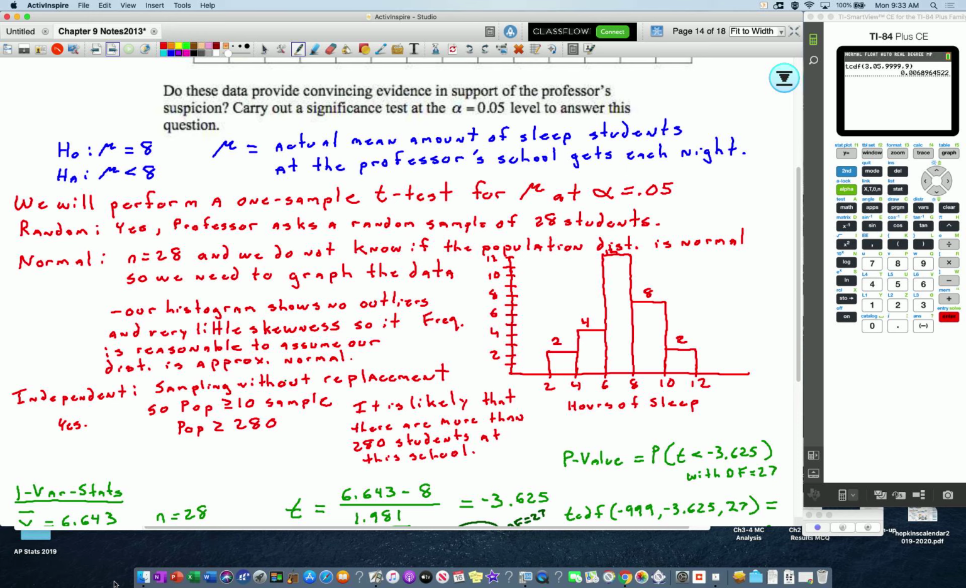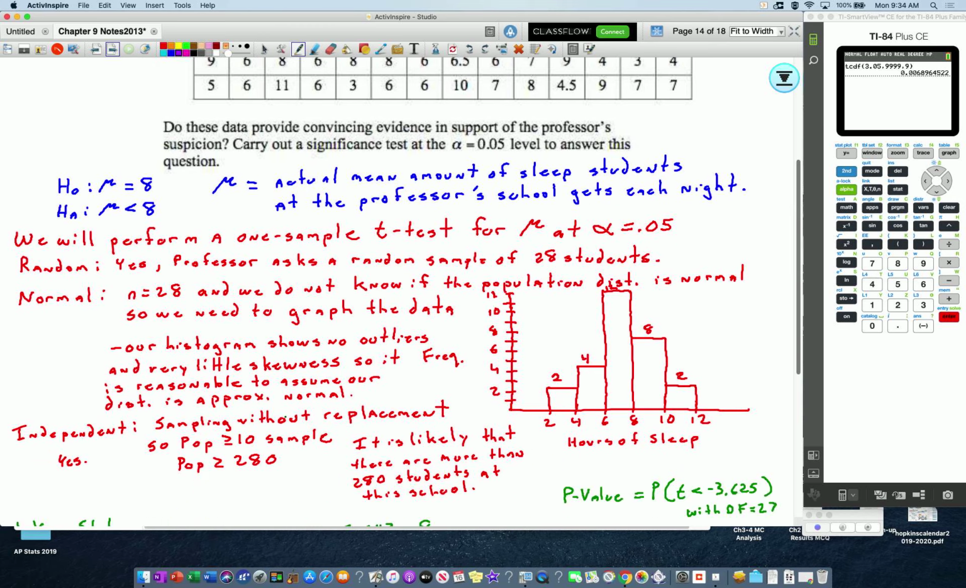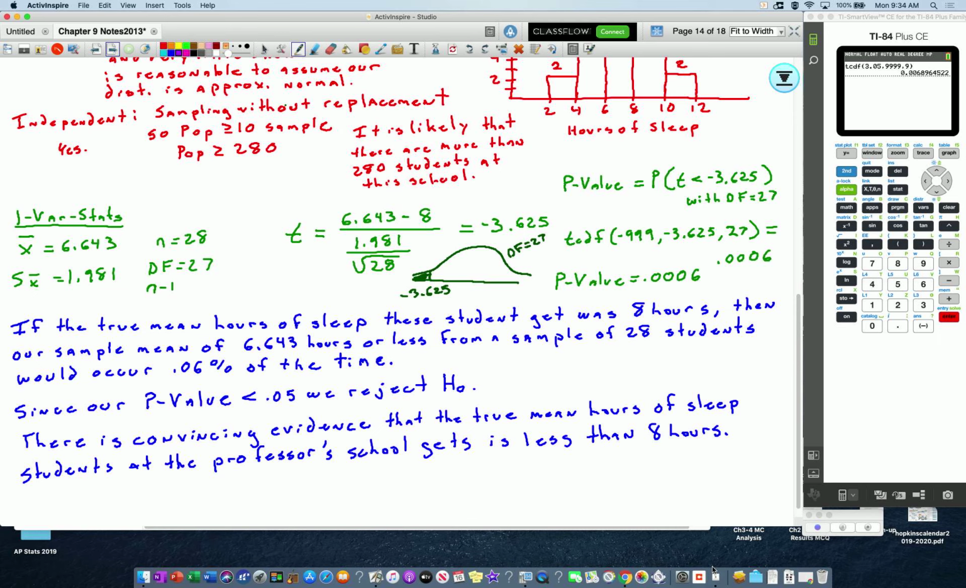Independent, we would just want to check to make sure the population of the school is greater than 10 times the sample. We're going to assume that the school has at least 280 students in it. Okay, so now, for time's sake, I'm not going to type in all 28 of these data points in my calculator, but assuming that I did, what I would do is do one variable statistics, and I would get my sample mean, 6.643 hours, so that's the average of my 28 students. However, it varies by a little bit under 2 hours, 1.981. My sample size was 28, which makes my degrees of freedom 27.